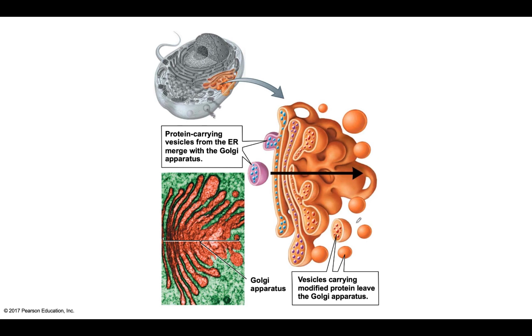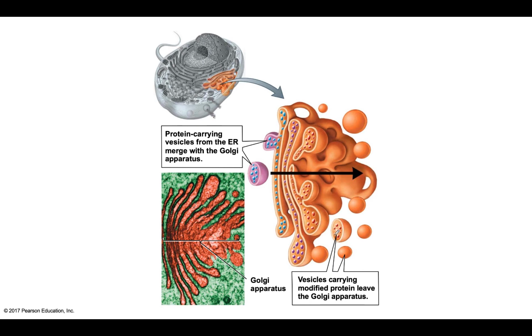The other side, this is the terminal region of the Golgi apparatus. We call that the shipping side. This is the receiving side. The other side is the shipping side. Then vesicles carrying modified protein leave the Golgi apparatus by forming, can you see this budding? And when the terminal region of a membrane buds out, then it forms a vesicle.